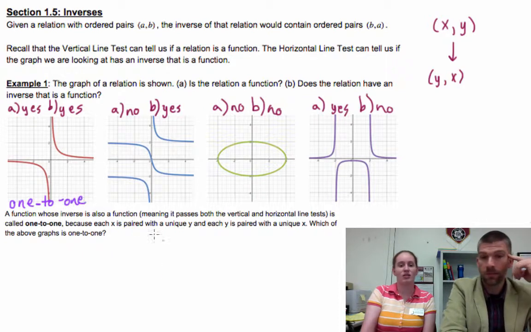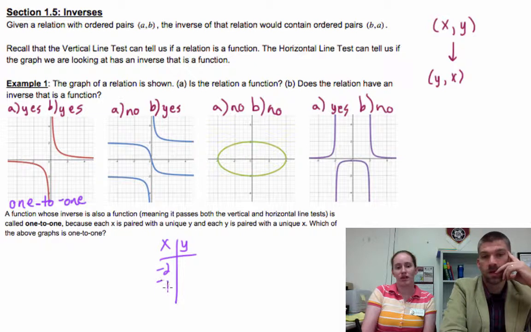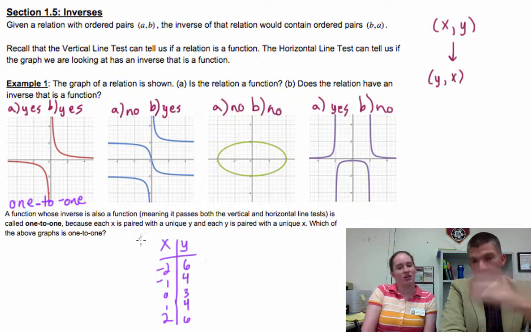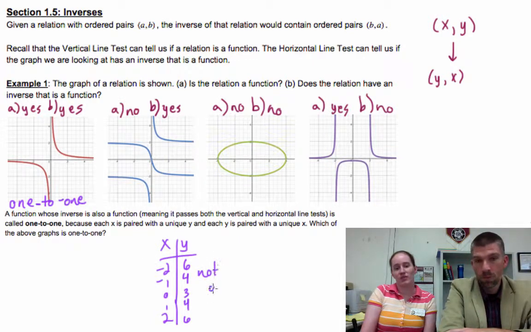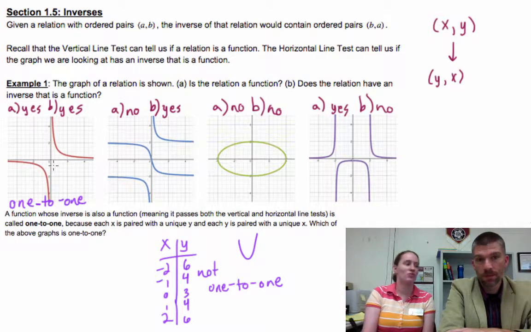Think about a parabola. If this was your table of values on some random parabola, what happens if this is my vertex? I repeat y values. That is repeated, so it's not 1-to-1. That's where the horizontal line test comes in. A parabola would fail the horizontal line test. So of the four of these, the only one that's 1-to-1 is the one that passes both kinds of tests.